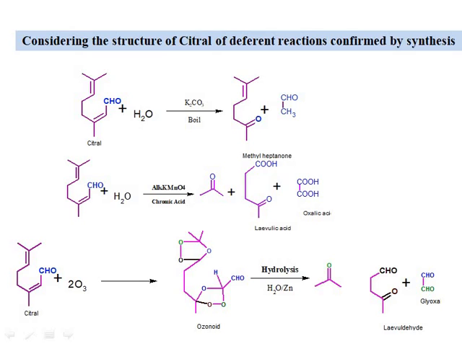Right. Next, citral can be treated with ozone. 2 molecules of ozone can be treated to give such a type of ozonide.